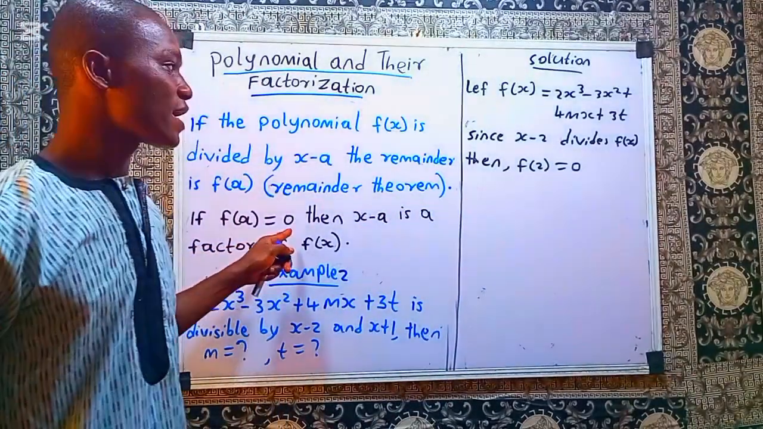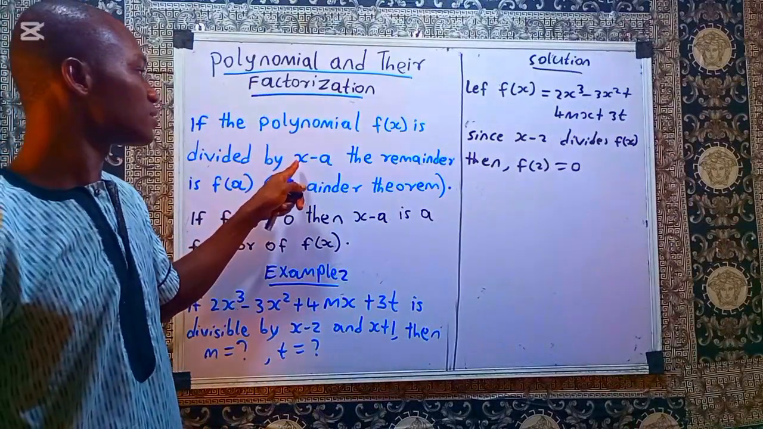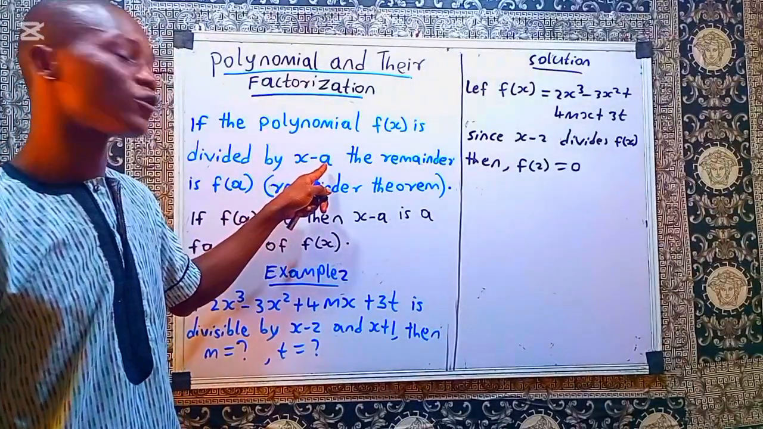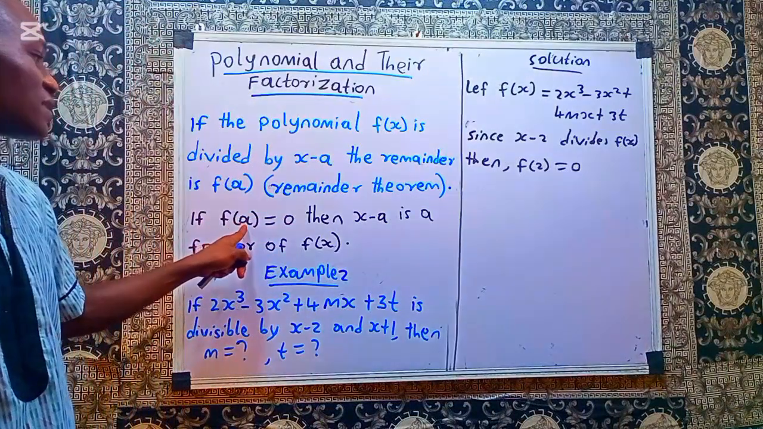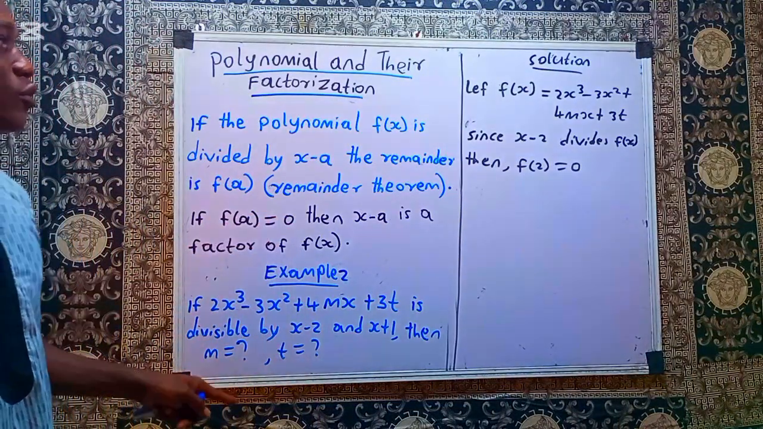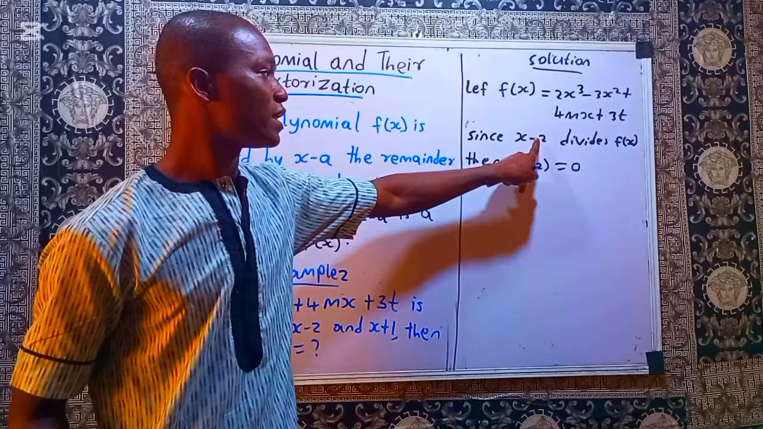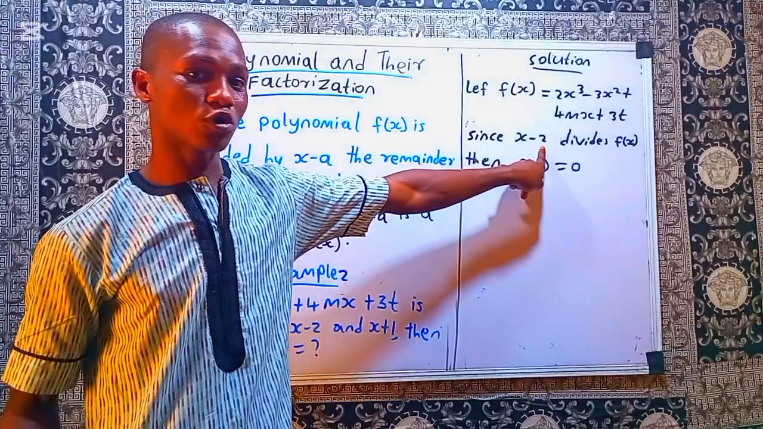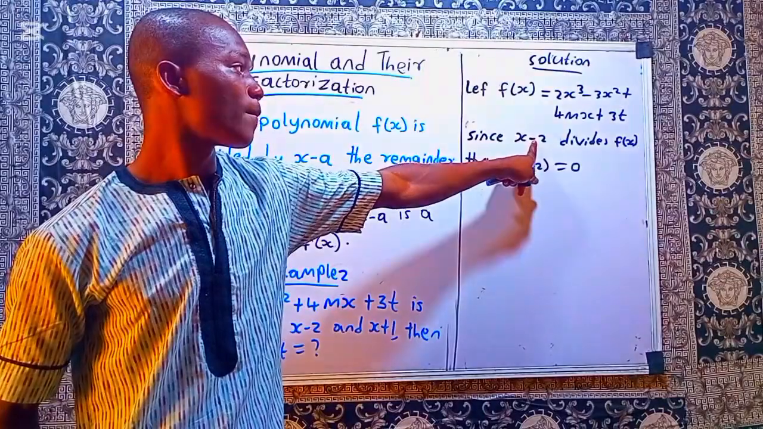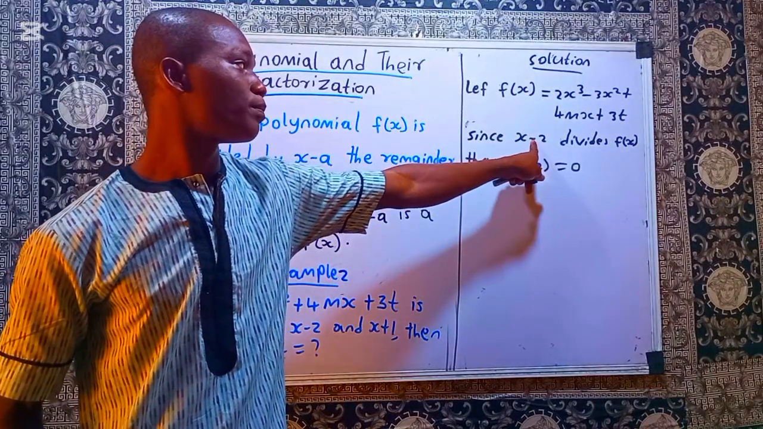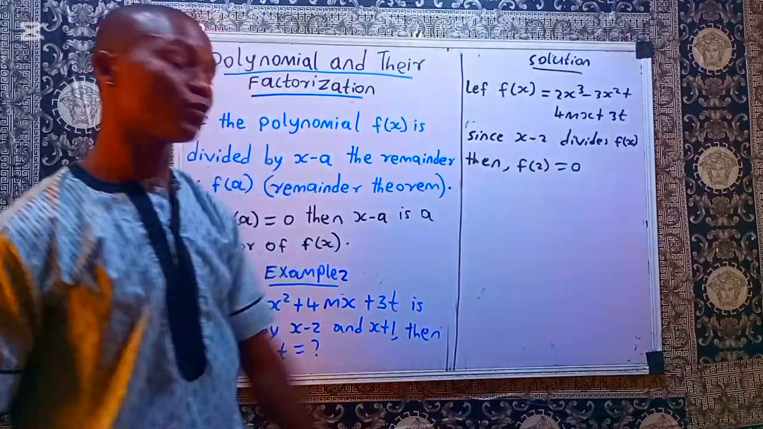The factor theorem says that if x minus a divides the polynomial without a remainder, then f at a must be what? 0. So what is our a here? Our a here is what? 2. By just changing the sign here. The sign here is minus. If you change the sign, it will be plus. So we have positive 2. f at positive 2 will be 0.